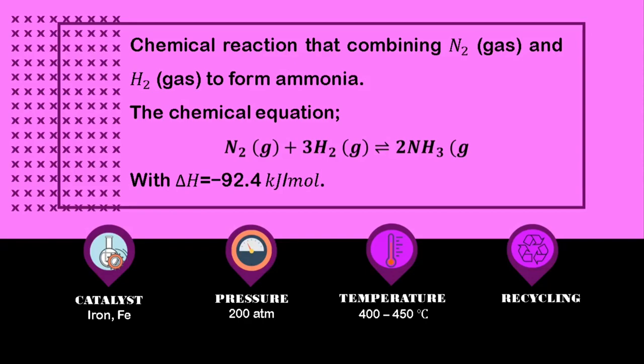Since we know that ammonia is commonly used in our daily life, we need to produce ammonia in a large amount. Of course, it costs a lot of money, but there are a few alternatives that have been introduced by our ancestors in order to lower the cost of producing ammonia.